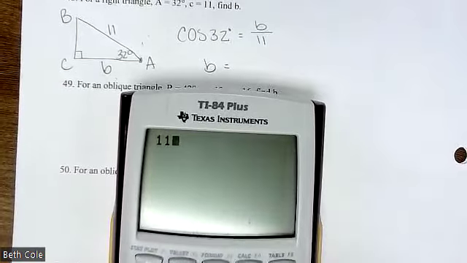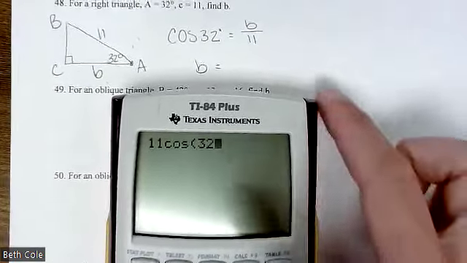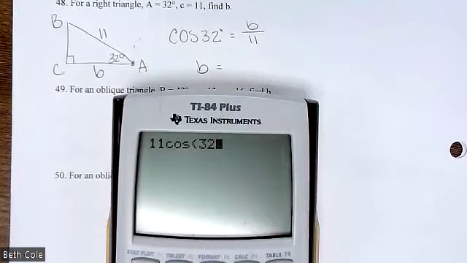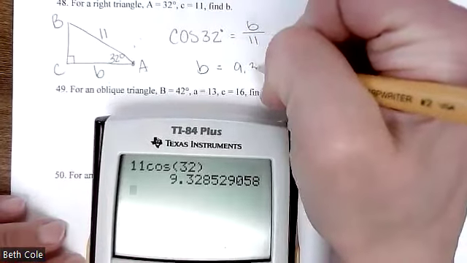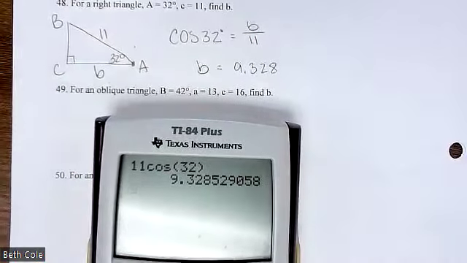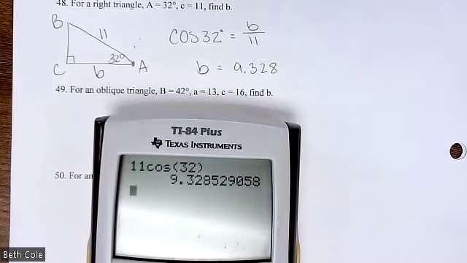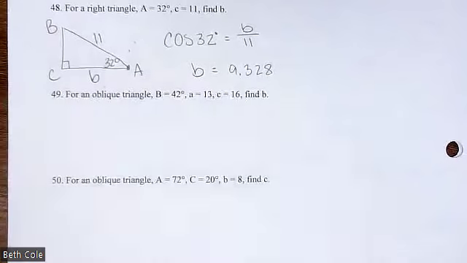11. Good. Cosine 32. Because what you're doing is multiplying the 11 to the other side. So 11 cosine 32. And again, don't worry about the rounding. It's going to be multiple choice, so you won't be able to mess that up. I'm not going to make two of the choices 9.328 and 9.329. Do you know what I'm saying? You'll be able to pick the right answer.